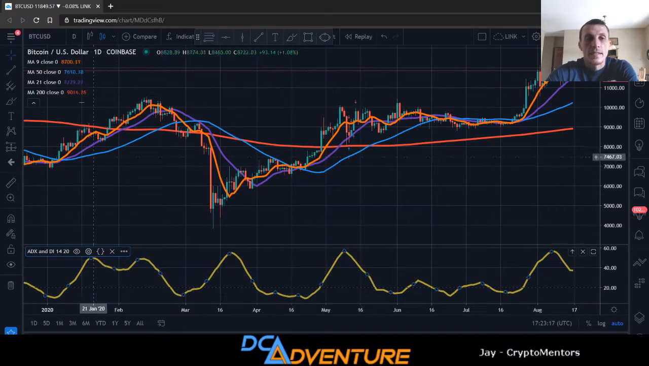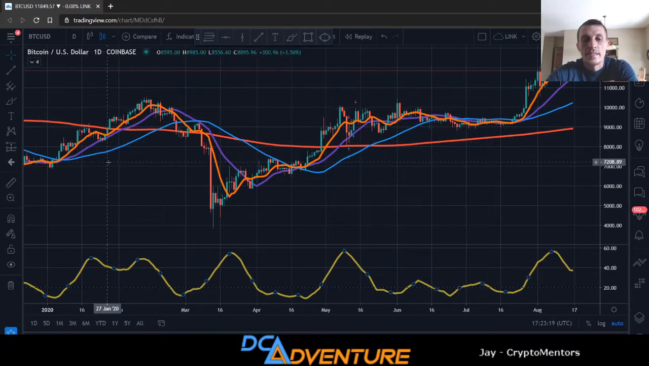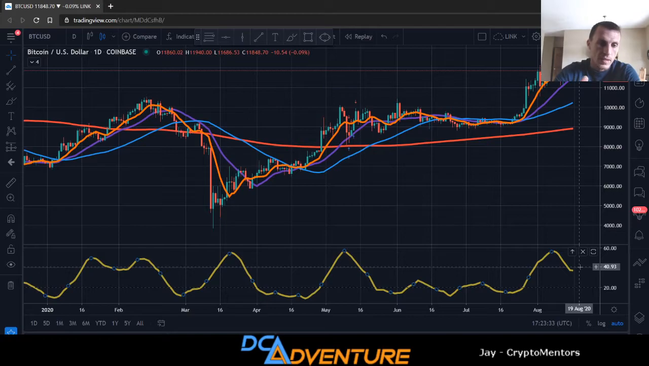So your ADX, you basically only want to trade when the ADX breaks 25, and you can see right now we're sitting right around 37.06. So when it breaks up above 25, that means that the market is trending, and the higher that it goes, the stronger the trend is.